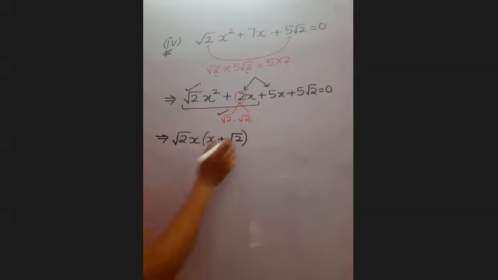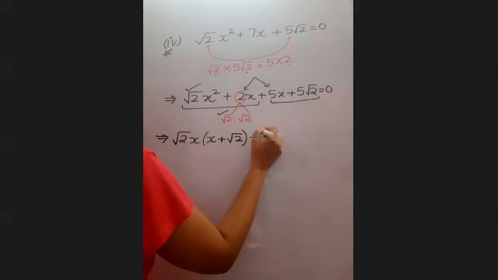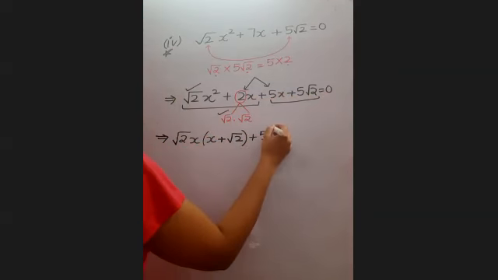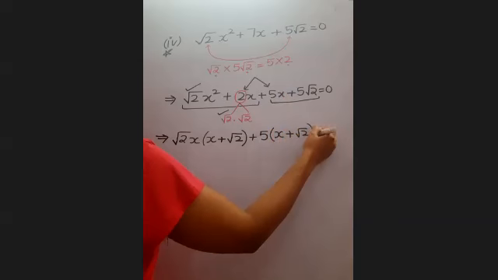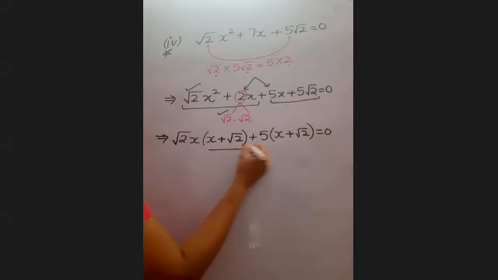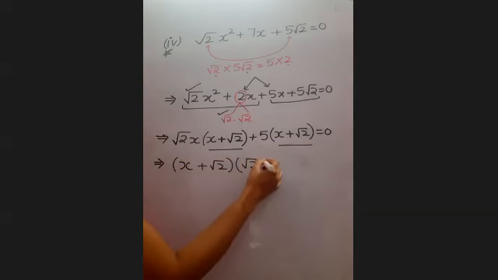All right. Now from these two, what can be taken common? 5. So what is left? X plus root 2. Please make sure that these two brackets must be same. Are we getting the same brackets? Yes, ma'am. Gives me x plus root 2 into root 2x plus 5.